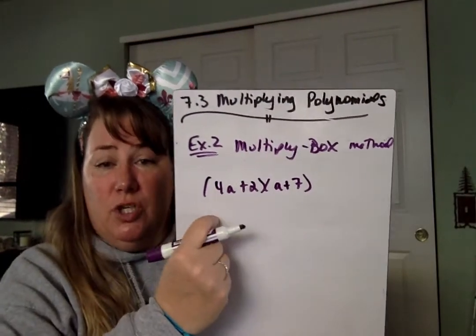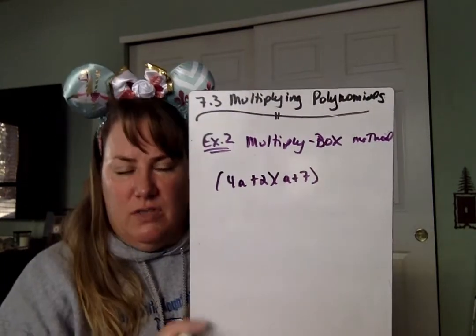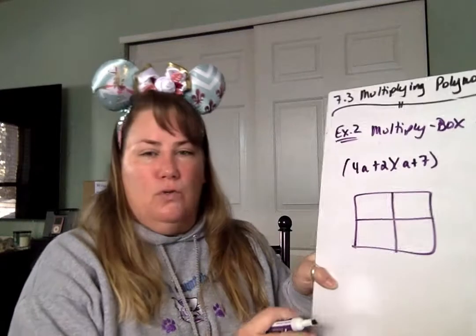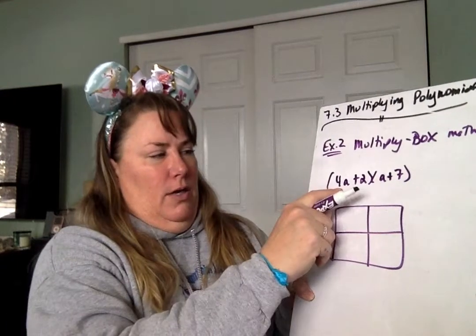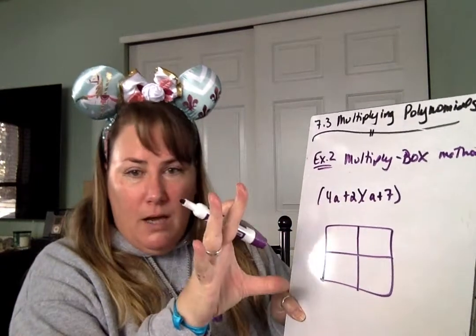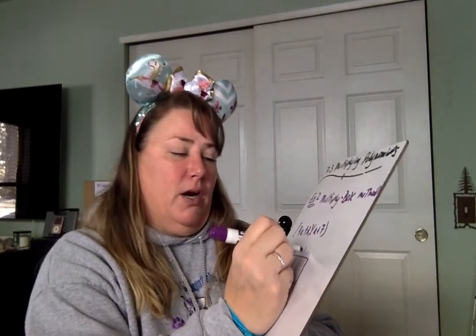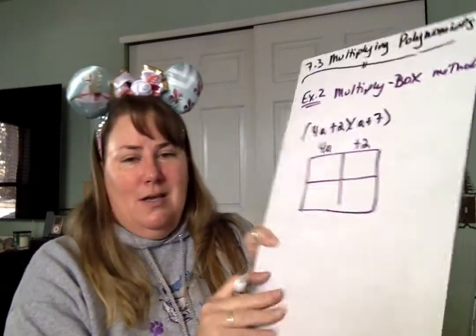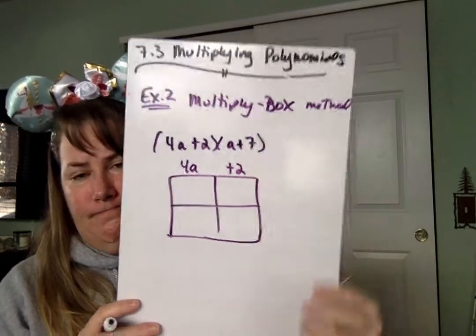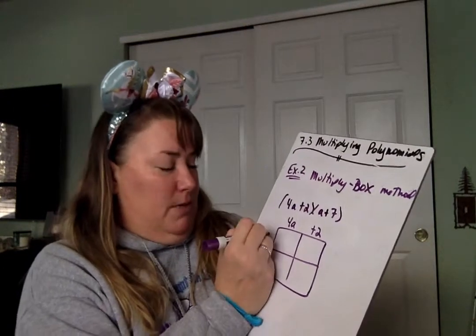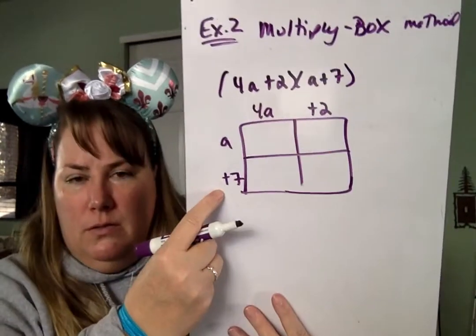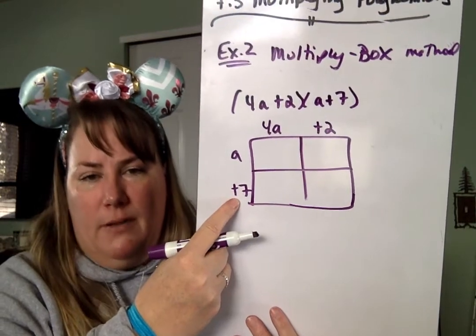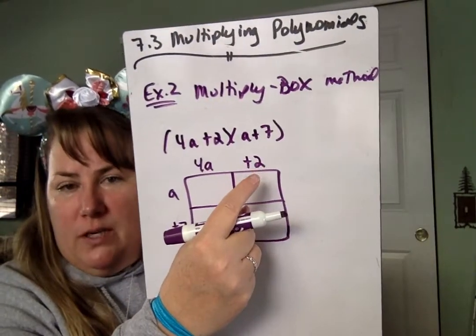So this is 2 terms, so it's 2 by 2. So this is a box of 4. 2 rows by 2 columns. I guess I should have clarified that earlier. Okay, one binomial across the top and the other one down the side. It does not matter the order. What does matter is that you include your signs. So a plus 7, pardon me, down the side. Notice that plus is right there with the 7, just like that plus is right there with the 2.